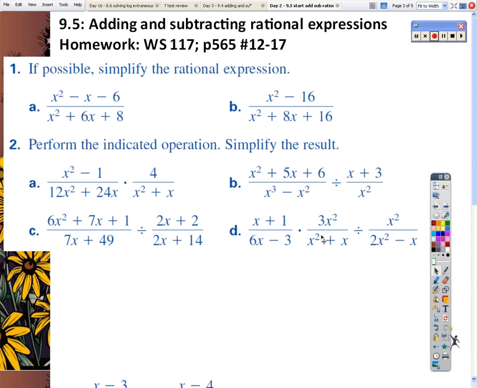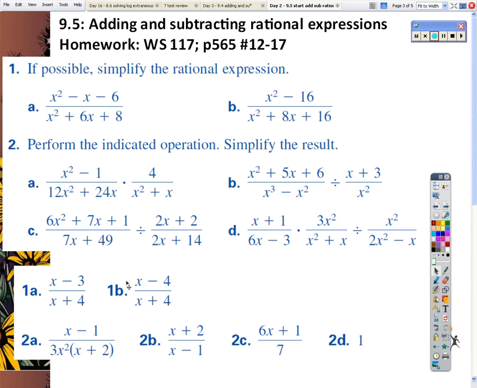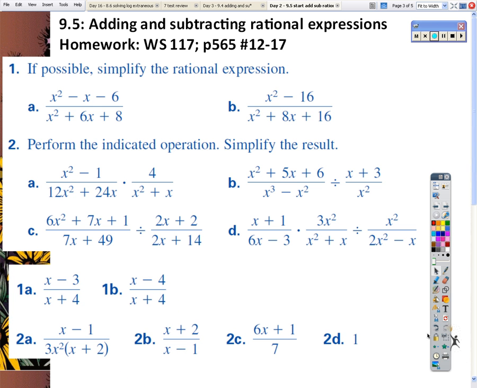Okay, so here's some more practice with multiplying and dividing. So pause the video and try these. Okay, so here's the answers. Check your work.